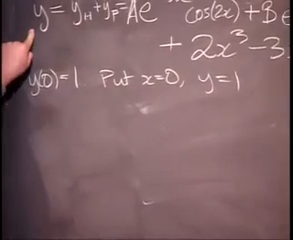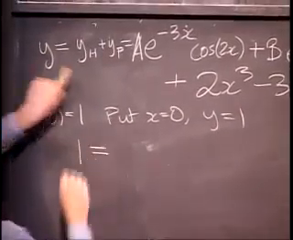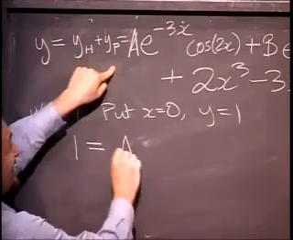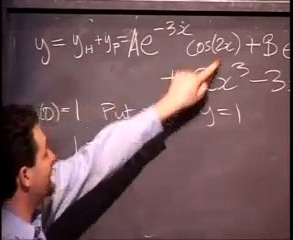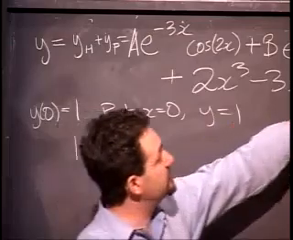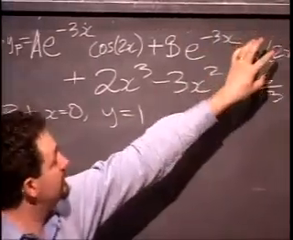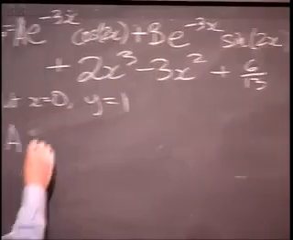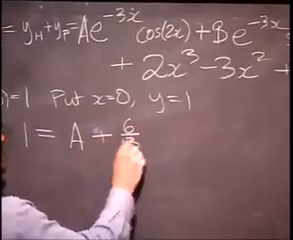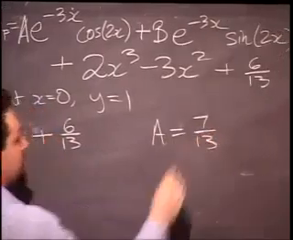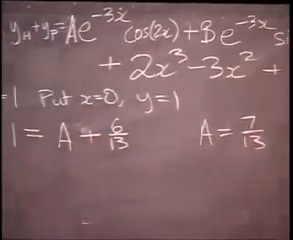So you get 1 equals a e to the 0, which is just a. Cosine of 0 is 1, so you just get a. On the other hand, sine of 0 is 0, so that term goes away. This is 0, and this is 6/13. So we've already identified that a is equal to 7/13.